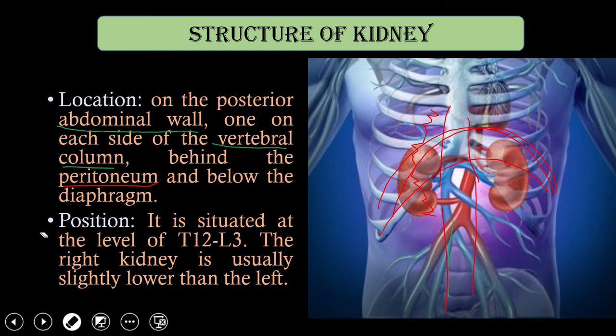Now, what is the position of the kidney? On the dorsal side of the abdominal region, between the last thoracic vertebra and the third lumbar vertebra. We have to remember the position: last thoracic to third lumbar vertebra. The right kidney is somewhat lower in position as compared to the left kidney due to the presence of the liver.